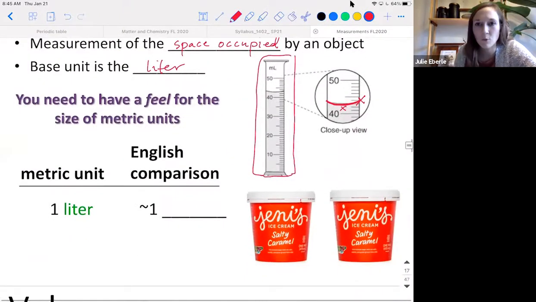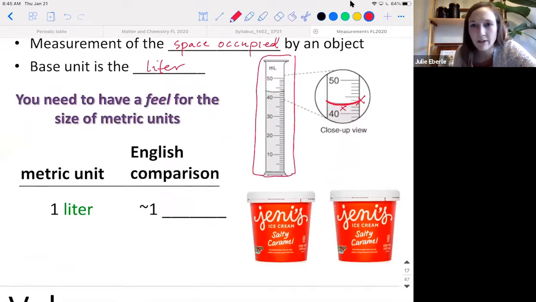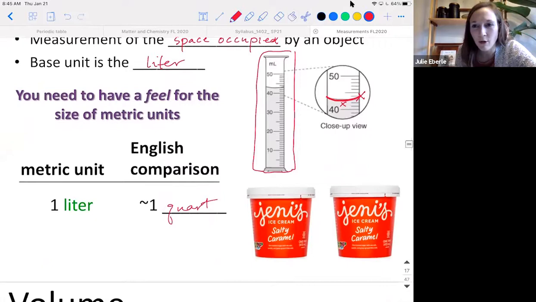All right, so how much is 1 liter? Well, the English comparison, my favorite example is with ice cream. I've already talked about ice cream. I'm just going to keep talking about ice cream all semester. 1 liter is about 1 quart. But 1 quart is 2 pints. So if you have your favorite ice cream and you don't want to buy a whole half gallon of it, I'm not against that. You buy the whole half gallon if you want. But a quart is 2 pints.